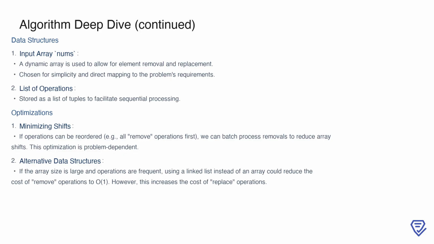For instance, if the problem allows, reordering operations to perform all remove actions first can significantly reduce the number of shifts in the array. Alternatively, if the array is large and operations are frequent, using a linked list instead of a dynamic array could make remove operations much faster, reducing their complexity to O(1). On the other hand, replacing elements in a linked list would become more costly. These trade-offs highlight how the choice of data structure impacts the algorithm's performance.